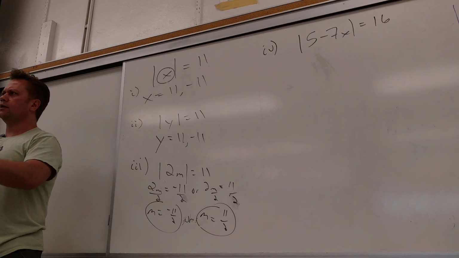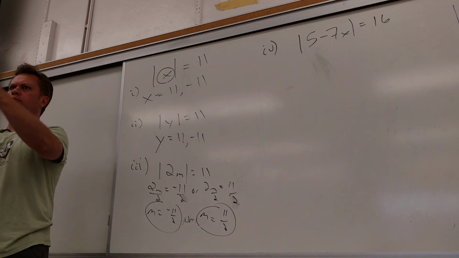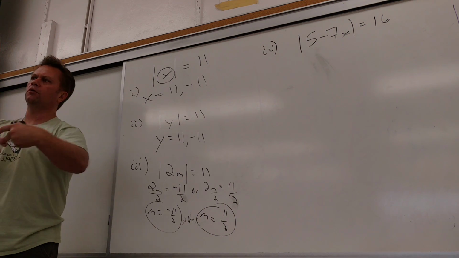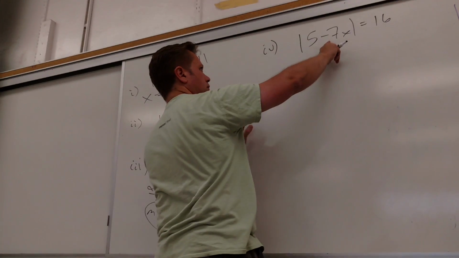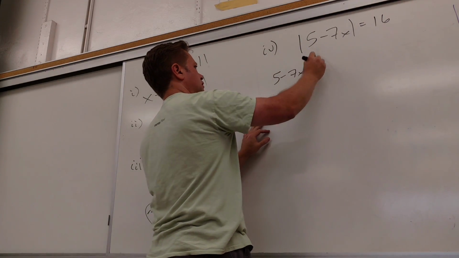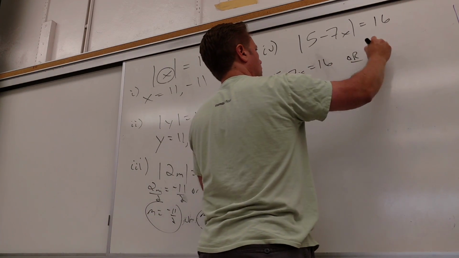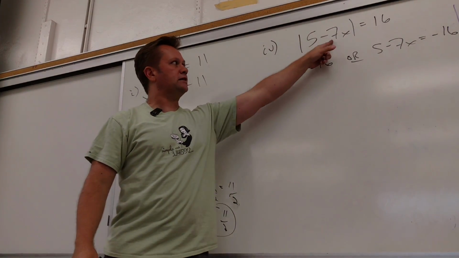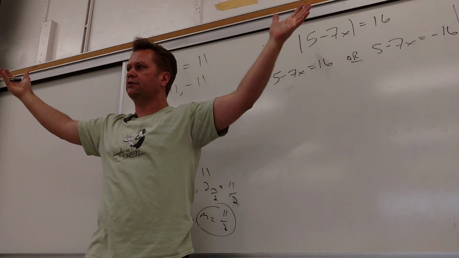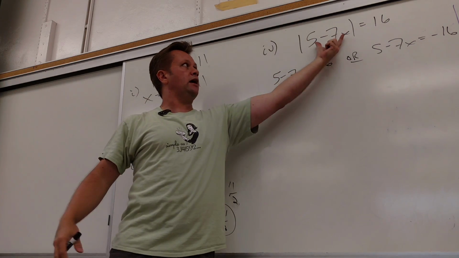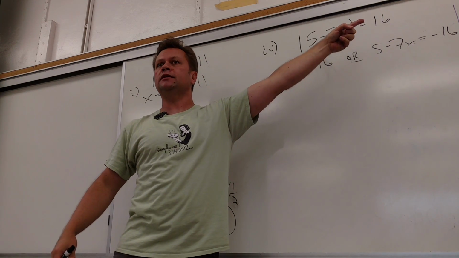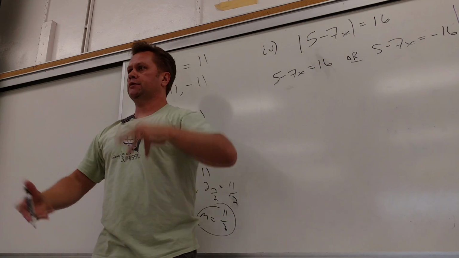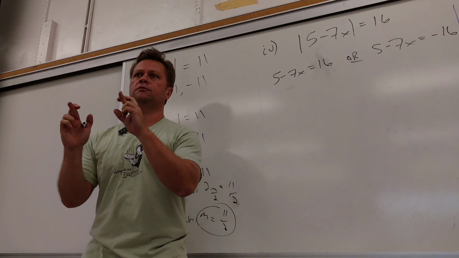The absolute value of anything equals 16, that thing equals something or something else. So that thing equals 16 or that thing equals negative 16. I love it. Because if I just put an x in here, I'd say x equals 16 or x equals negative 16. So whatever I put in there, if the absolute value is 16, then this must be 16, or it must be negative 16. I really want that to make sense.